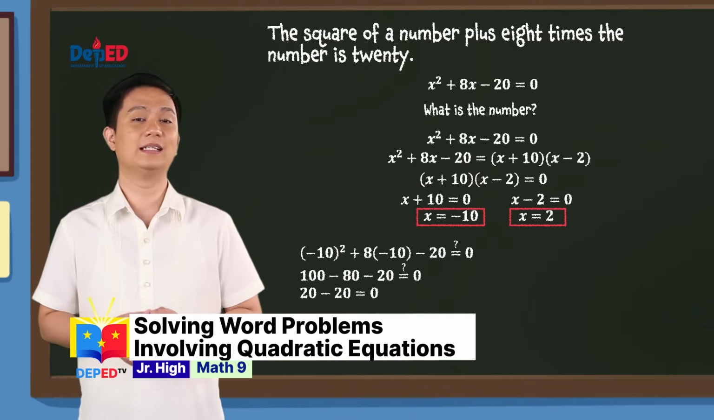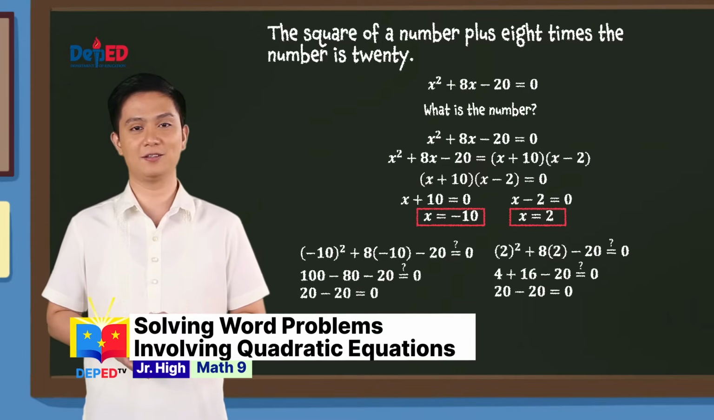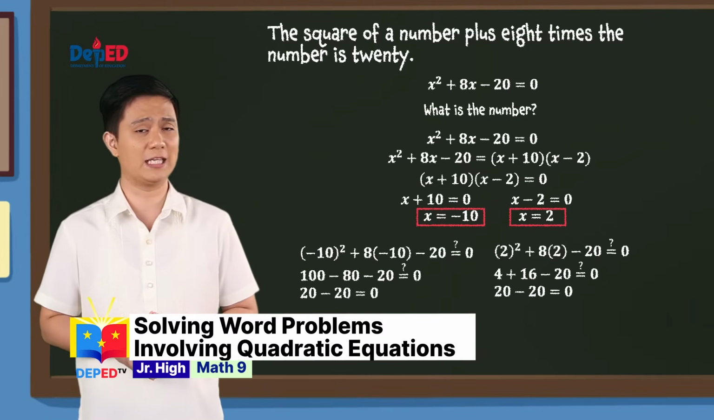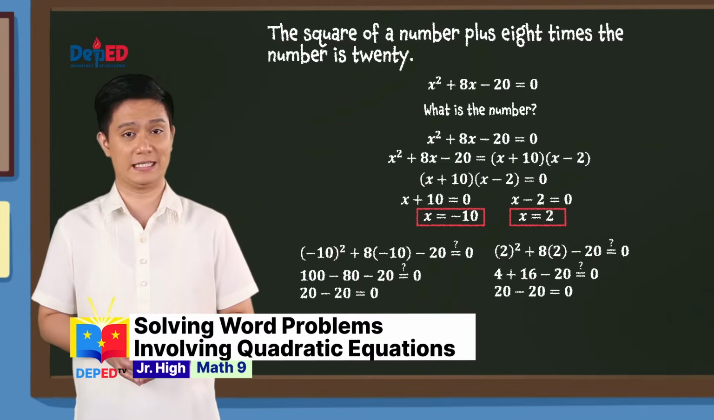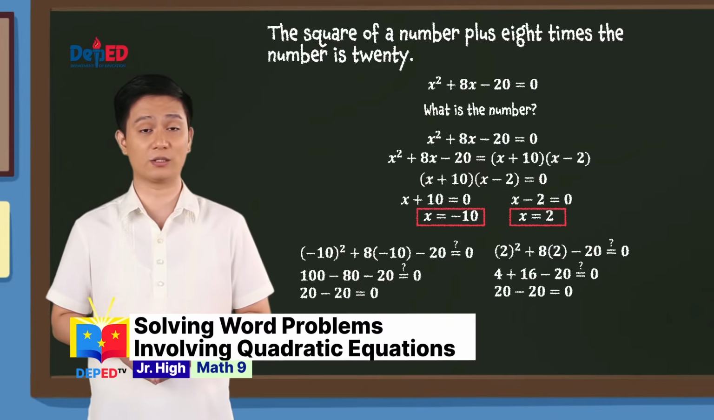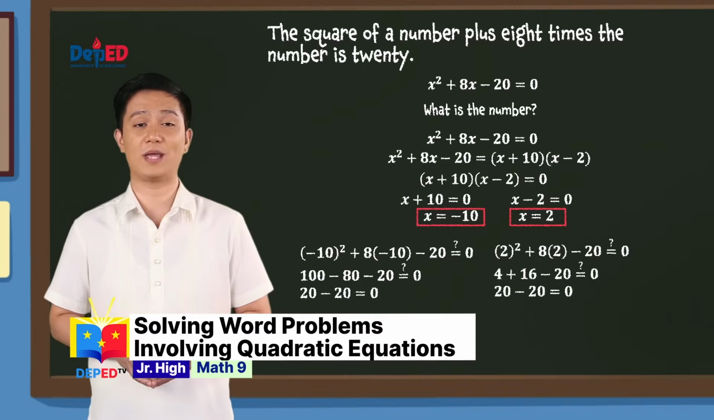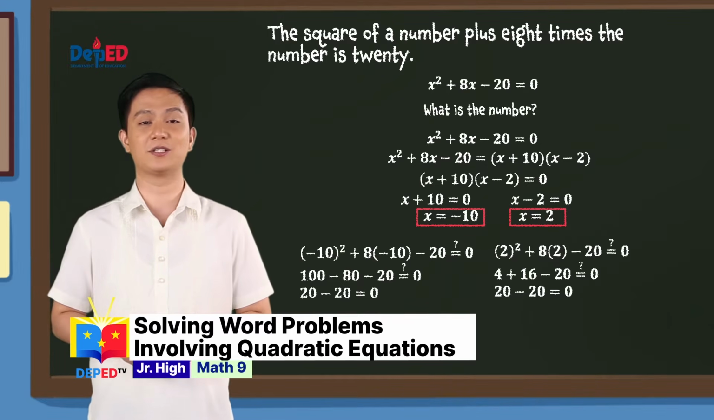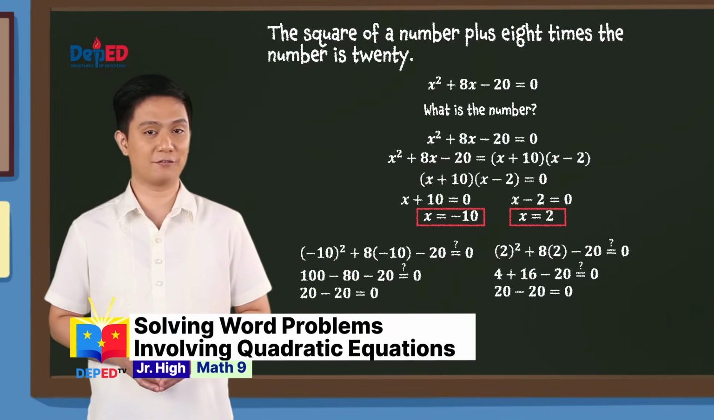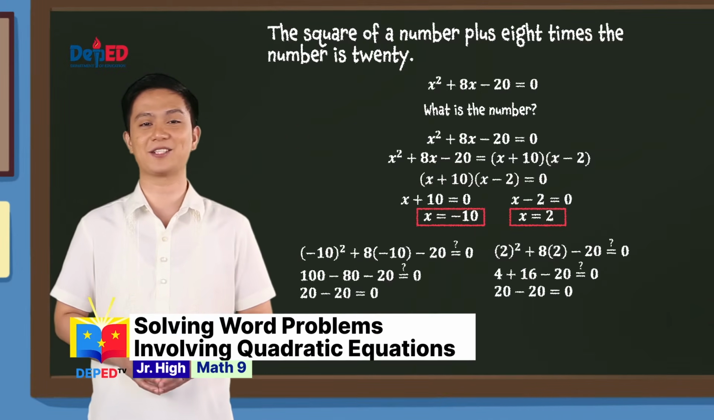We have, at this time, 2 squared plus 8 times 2 minus 20. Is the result equal to 0? Let's see. So we have 4 plus 16 minus 20. Is the result equal to 0? Next we have 20 minus 20. And this is of course equal to 0. So indeed, negative 10 and 2 satisfy the equation.